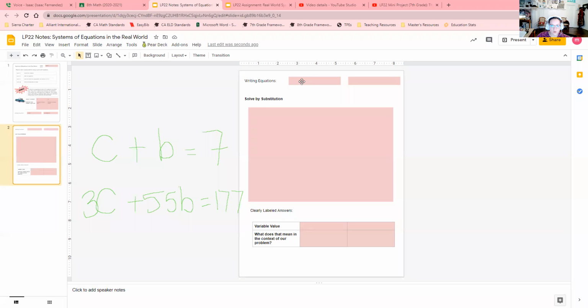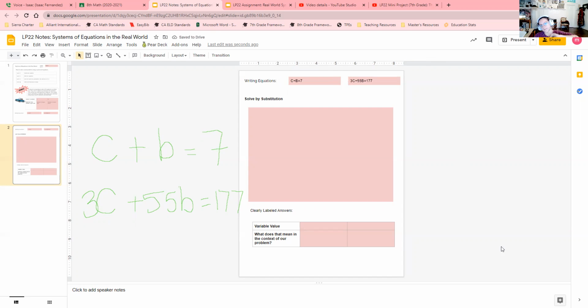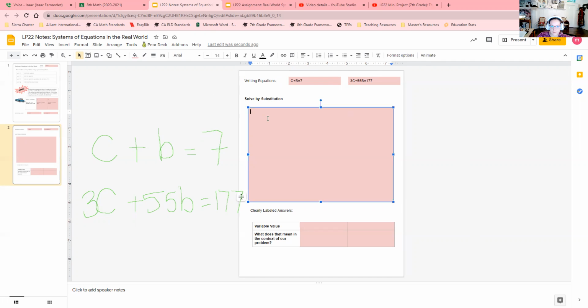Okay. So on page 2 up at the top, we had cars plus buses equals 7 total vehicles, 3 students per car plus 55 students per bus for a total of 177 students. So now we're going to solve this using the substitution method, right?